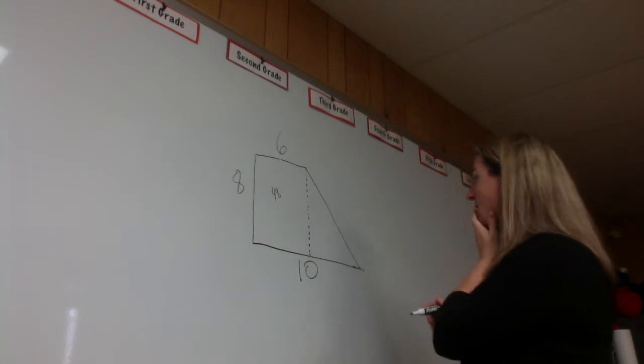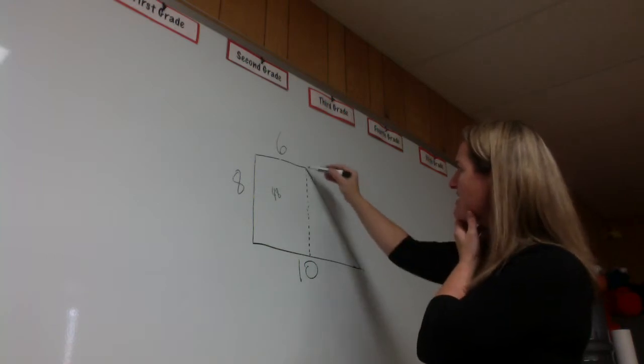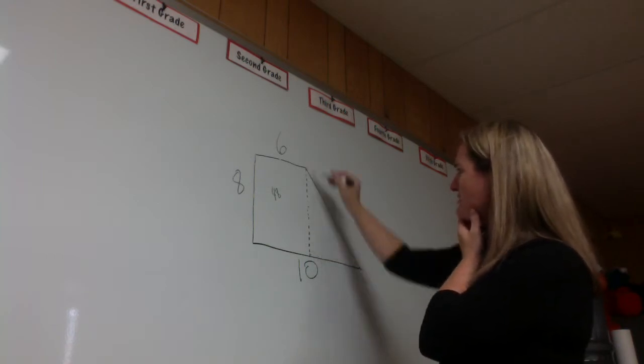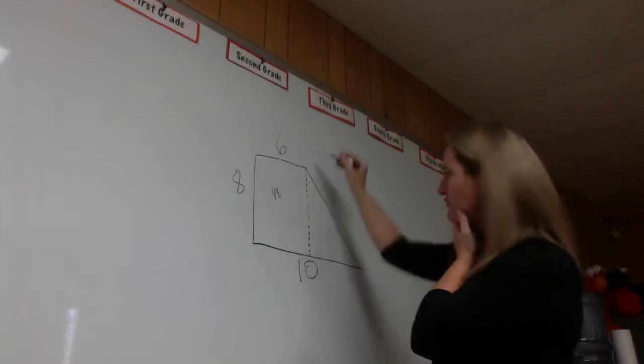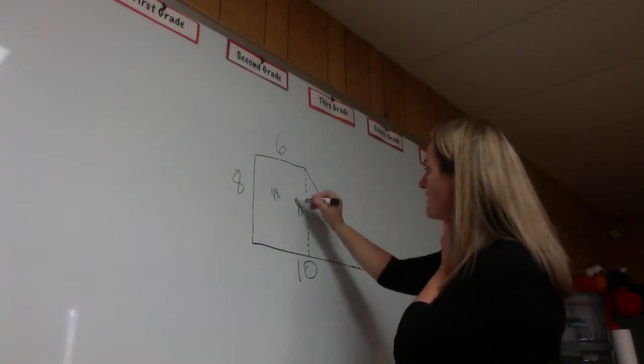Well, I need the base and the height. Is it safe to say this is my height? Now, isn't this also 8? Well, yeah, they're the same thing. It's like the opposite side of the rectangle. So this would have to be 8.